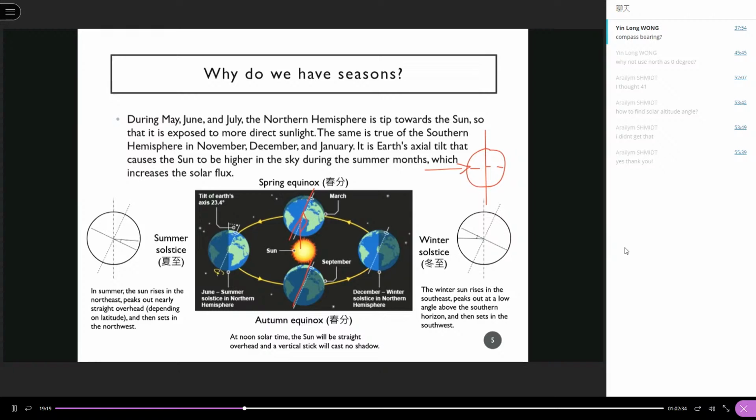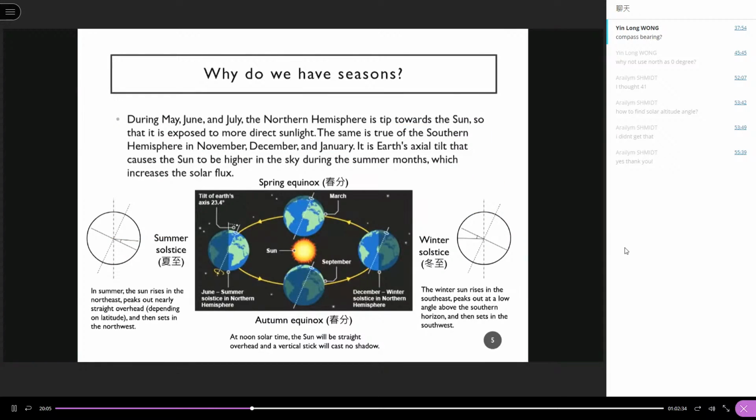So during May, June, July, the Northern Hemisphere is tipped towards the sun, pointing or tilting towards the sun. And so it is exposed to more direct sunlight, and that's why it is summer in the Northern Hemisphere. And for the Southern Hemisphere, in November, December, and January, the South Pole will be pointing towards the sun, and it will be their summer. So it is the Earth's axial tilt that causes the sun to be higher in the sky in the summer or lower in the sky in the winter.